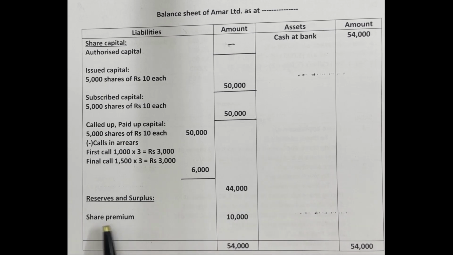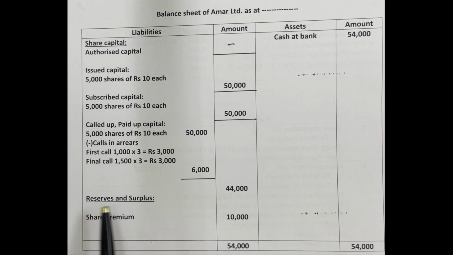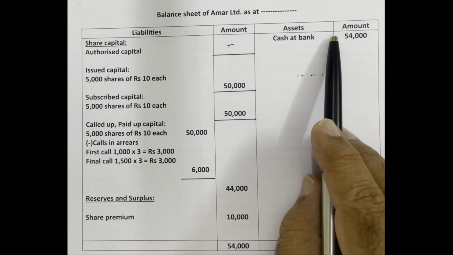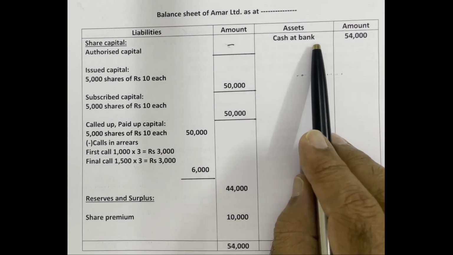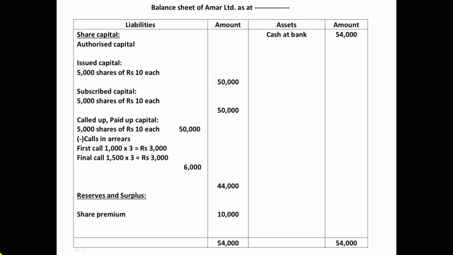Next come to share premium credit balance, 10,000. As per section 52 of Companies Act 2013, share premium credit balance we have to show in balance sheet. On liability side, under the head reserves and surplus, we have to show that. So liability side total is 44,000 plus 10,000, 54,000. And asset side, we prepared cash book now. In cash book, balance carried down is 54,000. That amount we have to show as cash at bank. Totals, two sides same, 54,000, 54,000. So this is balance sheet. Take a screenshot of balance sheet.